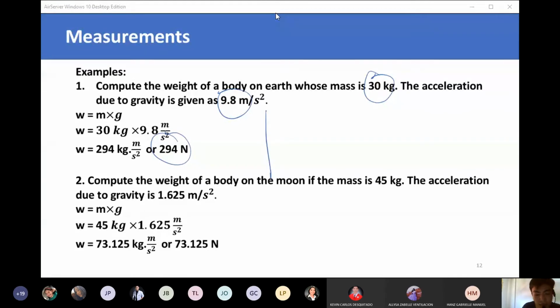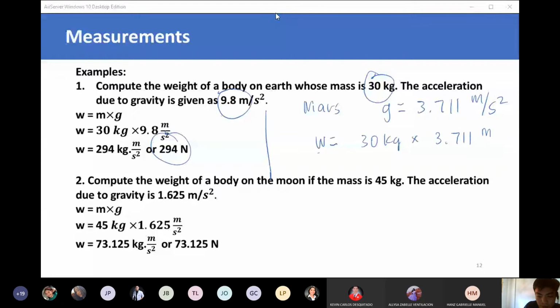If the same person or the same body is on Mars, let's say we are on Mars, the gravitational constant is 3.711 meters per second squared. So what would be the weight of that object? What would be the weight of the 30 kilogram object? So let's solve. So that's weight equals 30 kilograms times 3.711 meters per second squared.